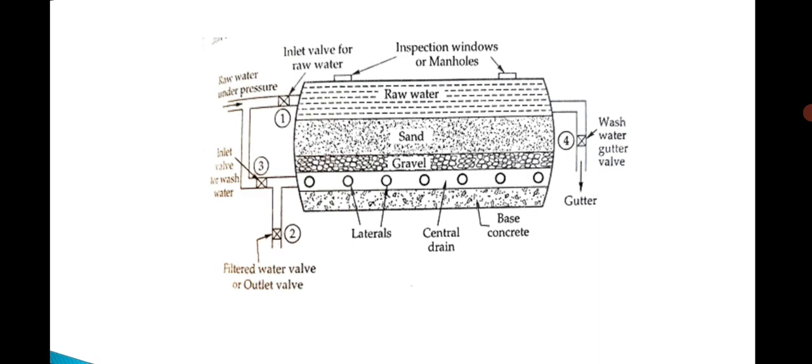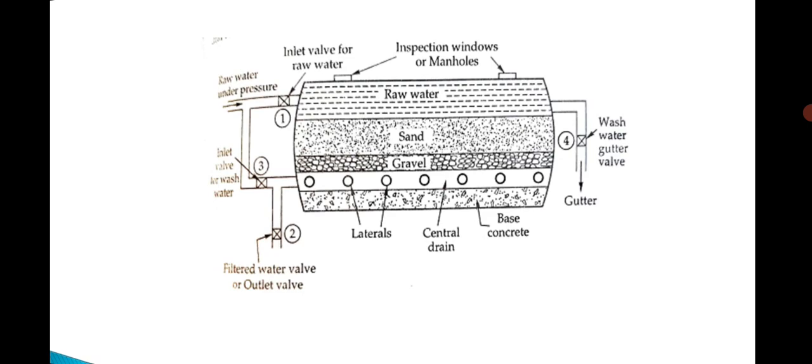So the filter vessel may be installed either in a horizontal or in a vertical position. So depending upon that, it is classified into two types. One is horizontal pressure filter or vertical pressure filter. So this is the diagram of a horizontal pressure filter.